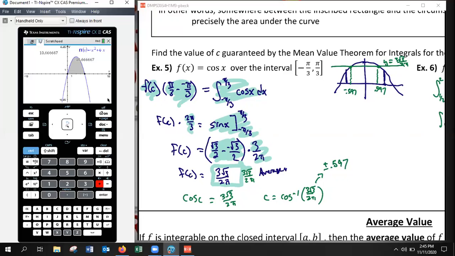So once again, you can see that f of c is that average value. And then I went ahead and solved for c. I said, okay, if my function is cosine of x, where does cosine of x equal that? And based off of the interval, the calculator only comes up with a positive answer, but don't forget that the negative answer is still a possibility as well.